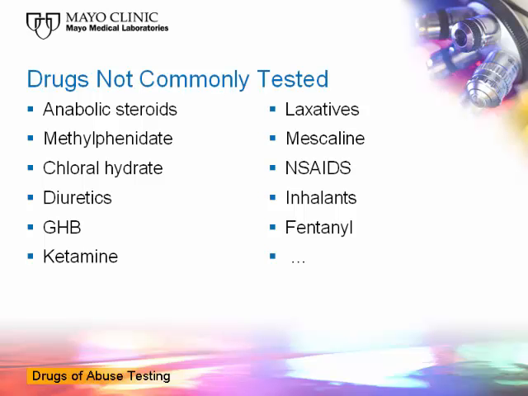Now, here are some examples of those fish that sneak through the holes in the net. In other words, drugs not commonly tested. They are listed here. Ones that are important to remember are anabolic steroids, chloral hydrate, methylphenidate, diuretics, GHB, which is gamma hydroxybutyrate, ketamine, the laxatives, most but not all of the nonsteroidal anti-inflammatory drugs, inhalants, and fentanyl. But that is, again, not an inclusive list.